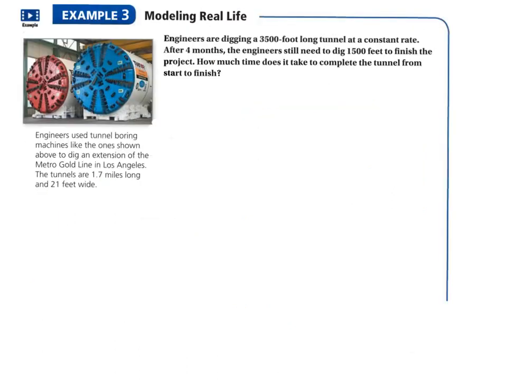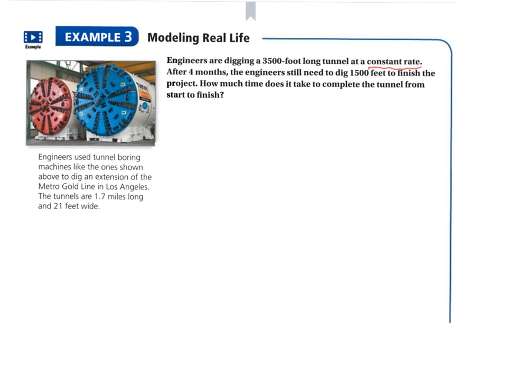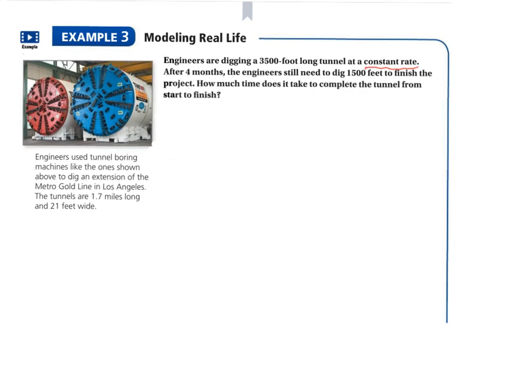Alright, so the last thing that it wanted us to do was learn how to use this in real life. Okay, so engineers are digging a 35-foot long tunnel at a constant rate. The only reason you know at a constant rate is that basically means it's a linear equation where a slope is that rate. So this constant rate means that it has a slope and it is a linear equation.